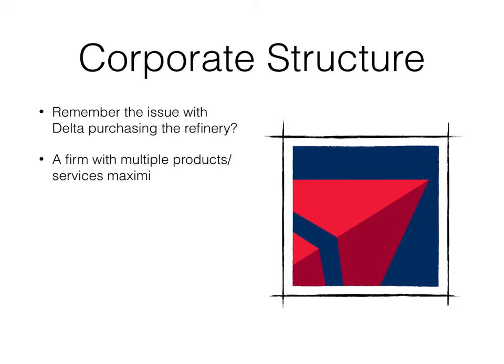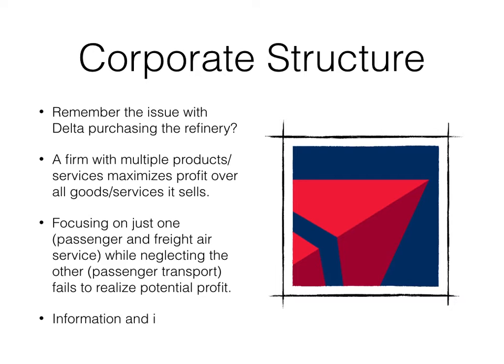So first off, remember the issue with Delta purchasing the refinery. The argument was by Delta that they would be able to get gasoline, or get their jet fuel, at a lower cost, which is going to save them money. However, there were some issues that they were struggling with, and the biggest problem is they looked at the refinery as a cost center, which we'll talk about in a little bit.